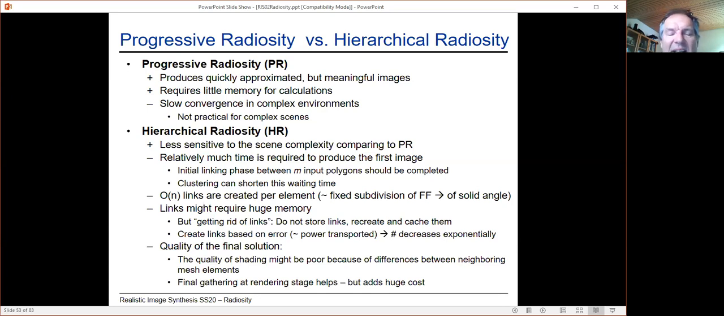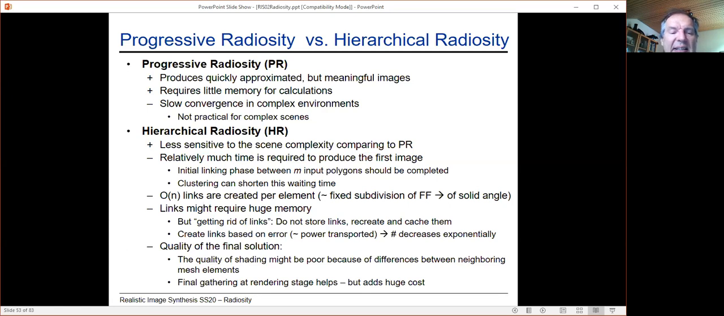So hierarchical radiosity alleviates this complexity a bit, yes, because you don't need to perform energy exchange on the level of each small patch. So it is less sensitive to scene complexity. On the other hand, it's very difficult to introduce a progressive scheme here. We expect that you compute form factors between all those levels in the hierarchy. This is called the linking process. And this typically is done as some form of pre-processing step.